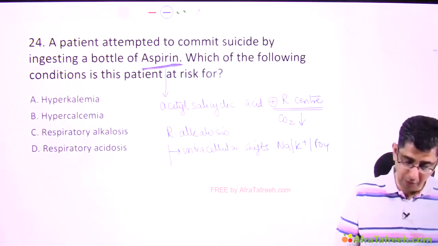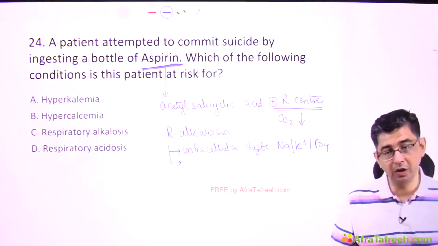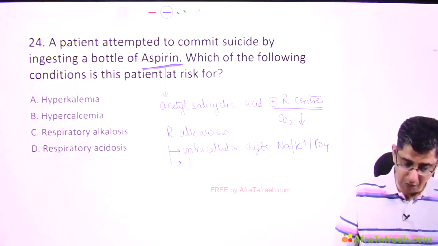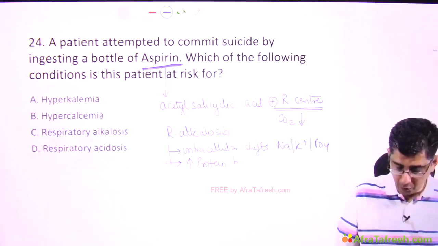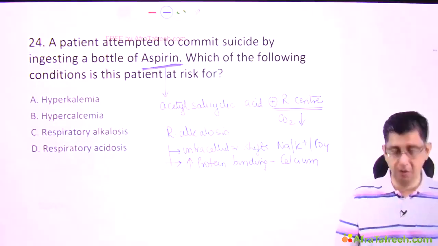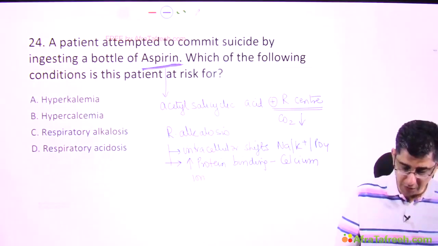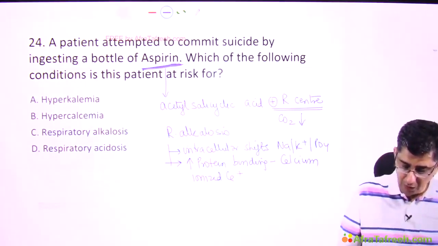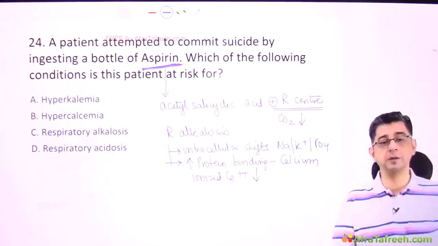You will also remember that in this particular patient's respiratory alkalosis, there will be increased protein binding. This increased protein binding will be for calcium. As a result, in this patient, the value of ionized calcium will tend to reduce and therefore tetany can be developing in the patient.